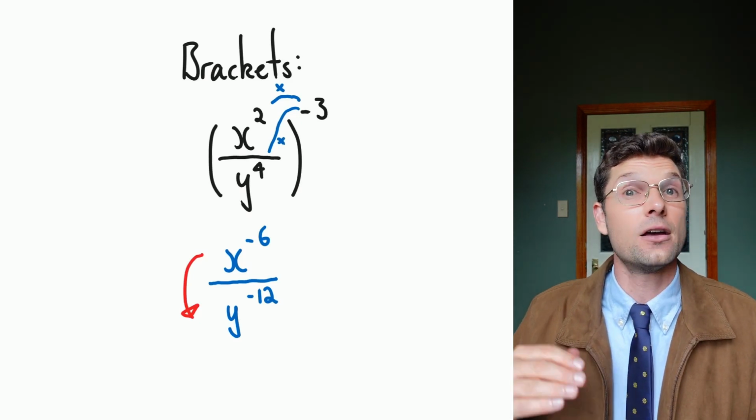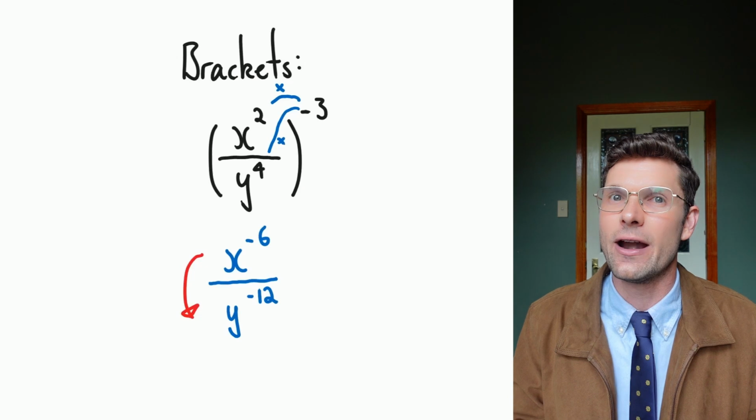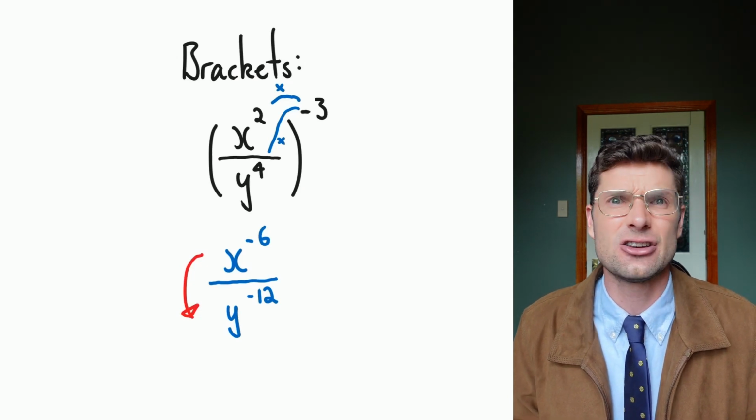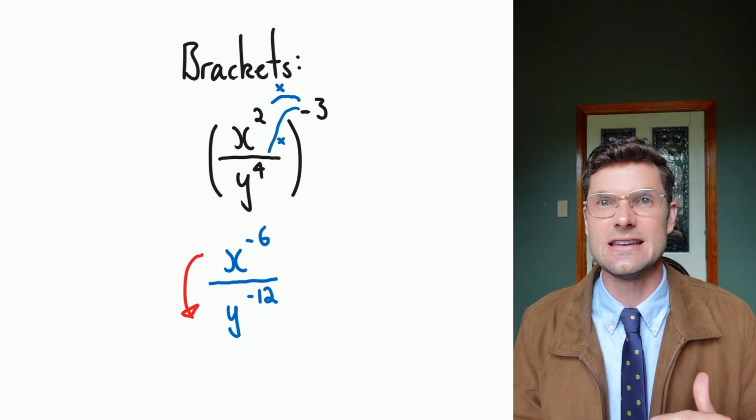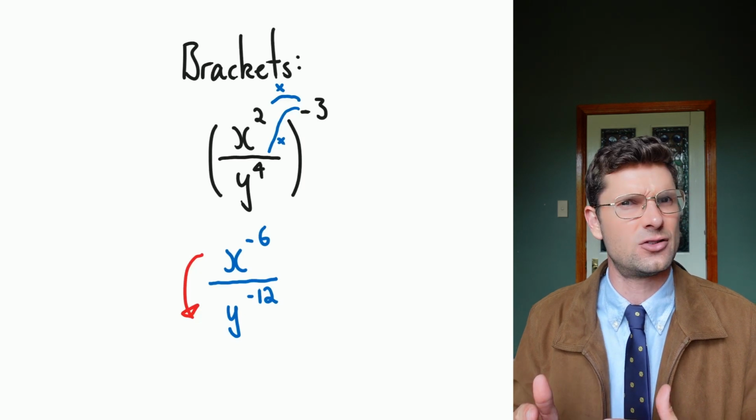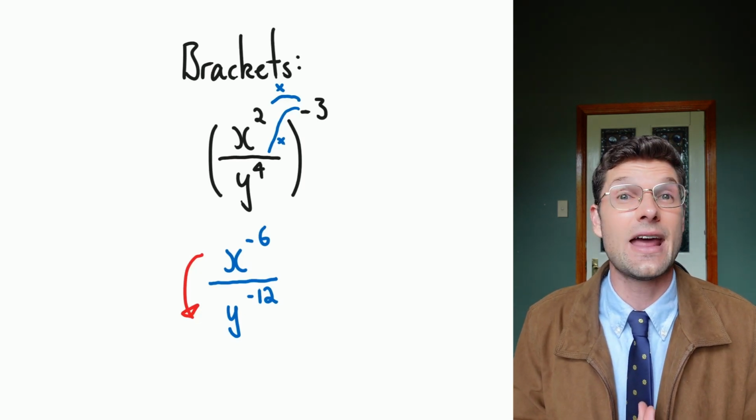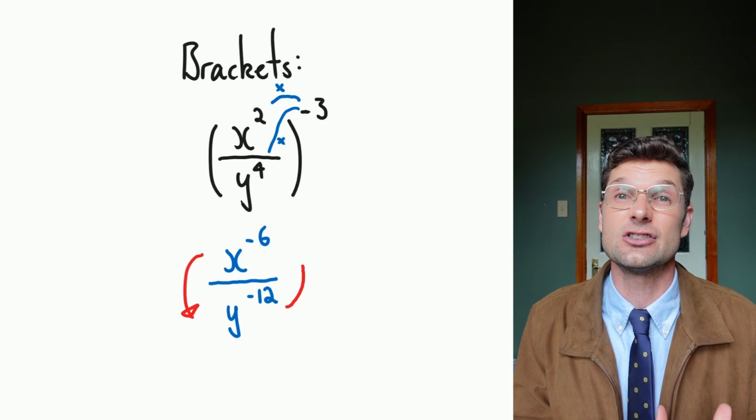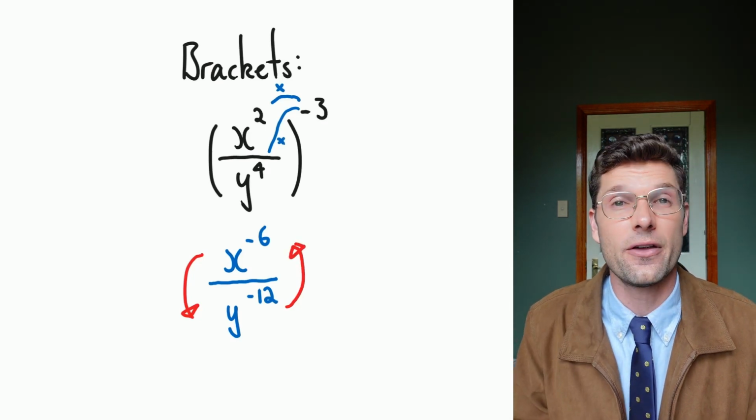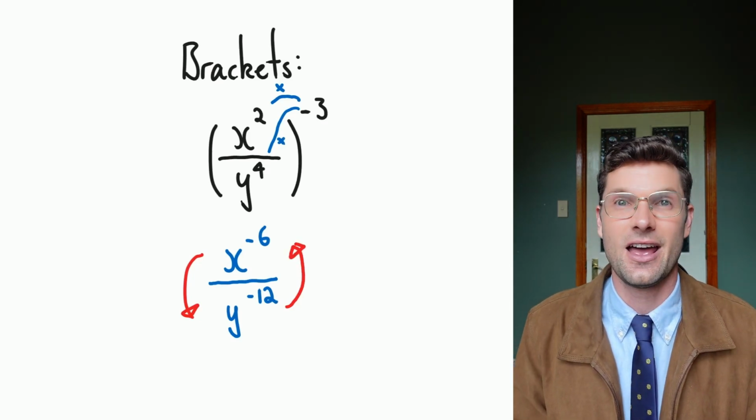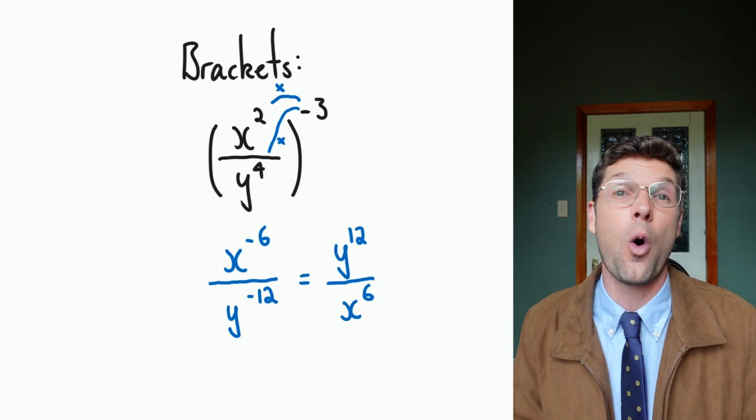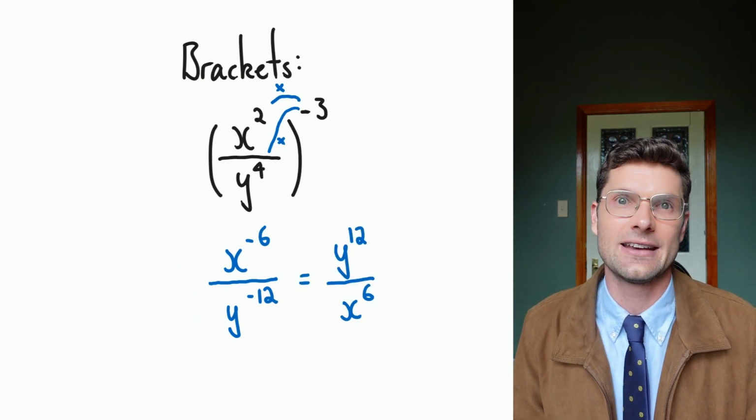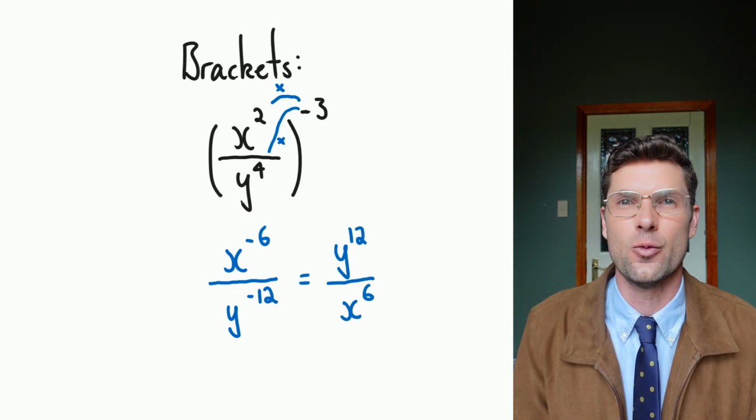And then the y to the power of negative 12 already on the bottom is kind of like having two negatives together. We know it's negative if it's at the bottom, but it's also a negative power. These two negatives are going to get rid of each other. So the y is going to go to the top of the fraction, but positively. So the answer for this question is y to the power of 12 over x to the power of 6, and this is full marks.